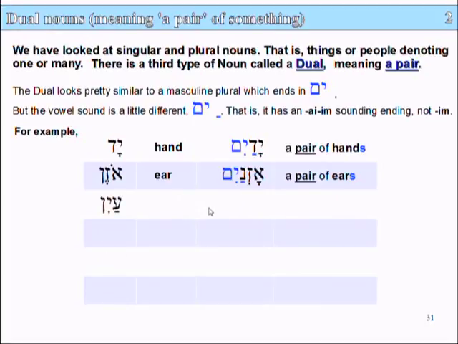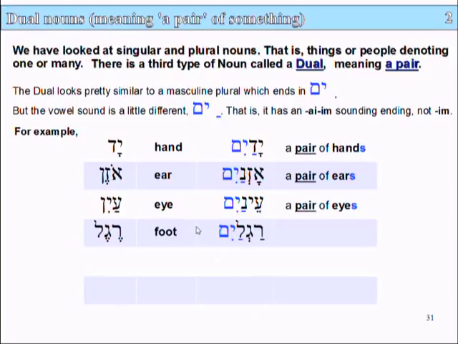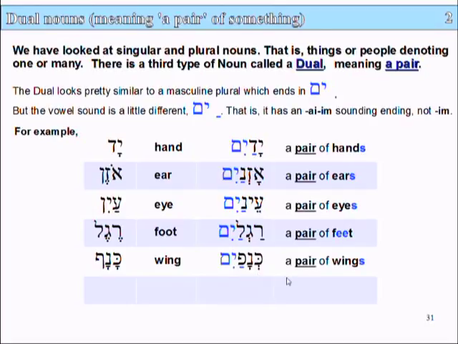Ayin means eye, becomes enayim, a pair of eyes. Regel, which means foot, becomes raglaim, a pair of feet. Kanaf, which means wing, becomes kenafaim, a pair of wings.